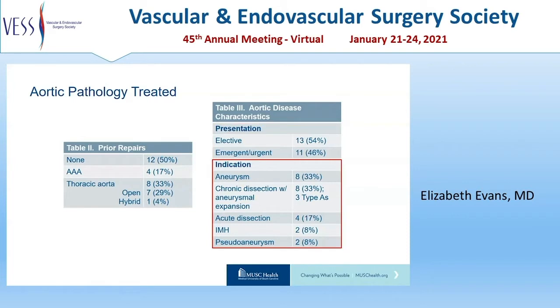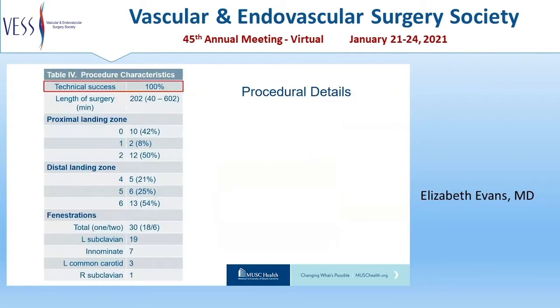The indications spanned a variety of aortic pathologies, a third being degenerative aneurysms, a third chronic dissections with aneurysmal degeneration, and another third with acute dissection spectrum pathology. The technical success rate at our center has been 100%. Half of these cases involved zone 2 proximal landing, with left subclavian artery coverage alone, and the remainder covered further across the arch.